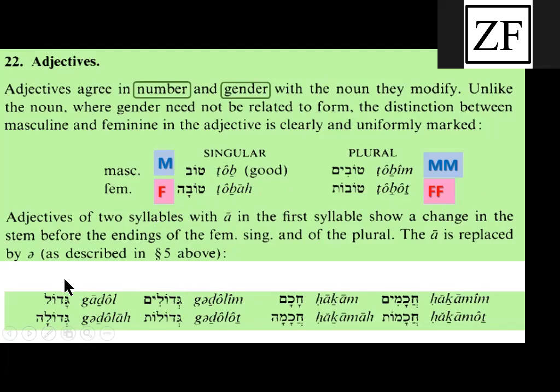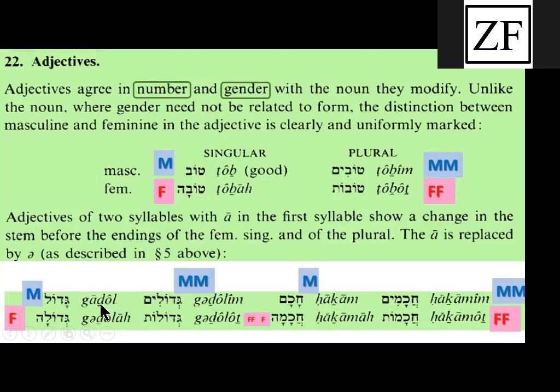So we have gadol, and the vowel changes to a schwa. So gadol goes to gadolah, and gadolim, and gadolot. So gadol would mean singular masculine. So this means great or grand or amazing. Okay, awesome. So if you have a man that's amazing, or really big, a big man would be Ish Gadol. A big woman or an amazing woman would be Isha Gadolah.